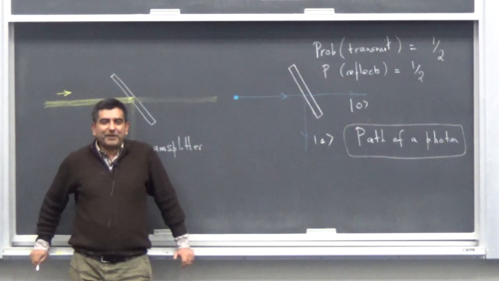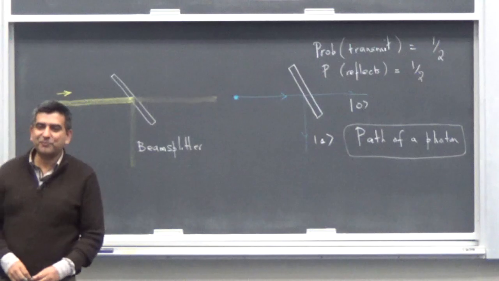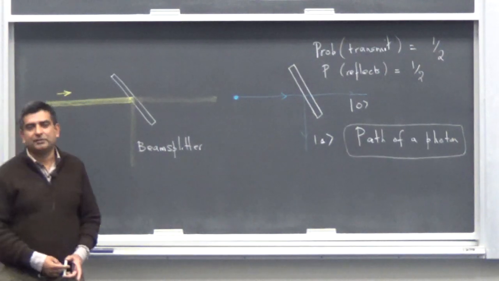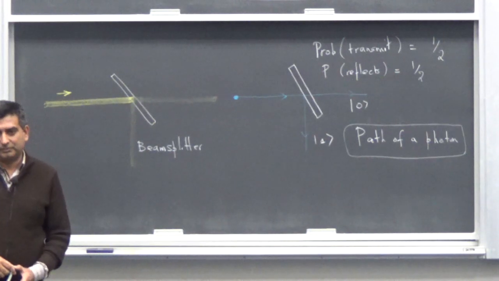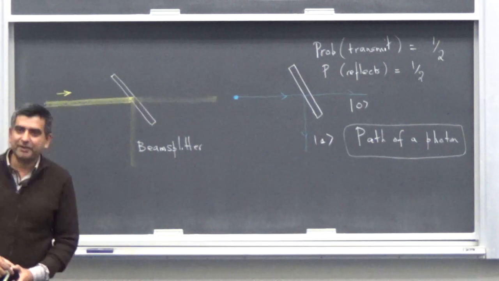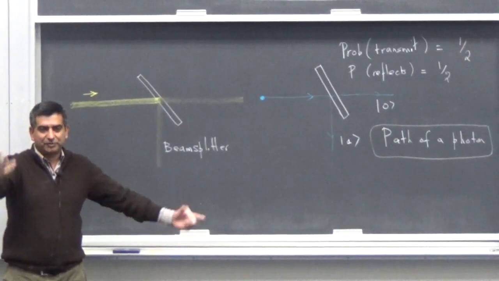Okay, so now we have looked at two examples of quantum states, both to do with photons. So let's look at another example. Now let's move away a little bit from photons. Right. So now let's look at the spin of the electron.